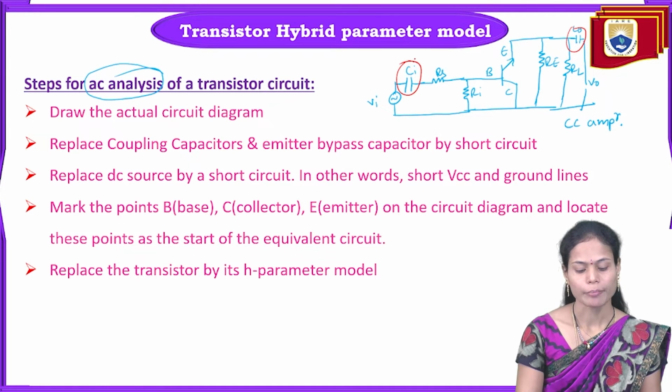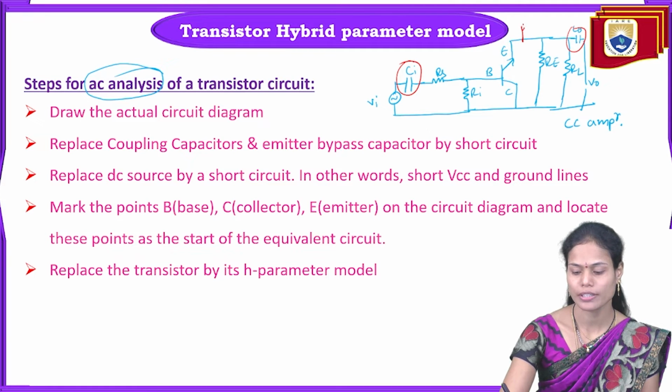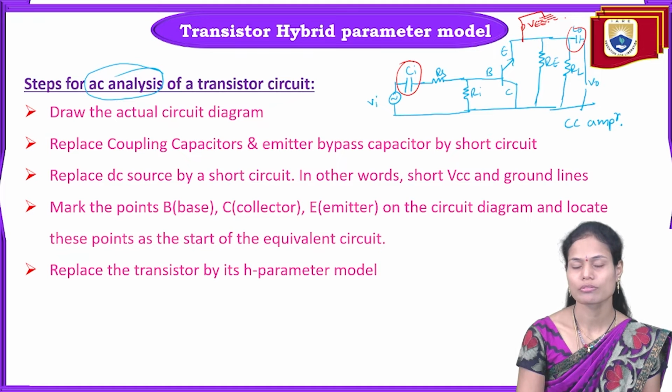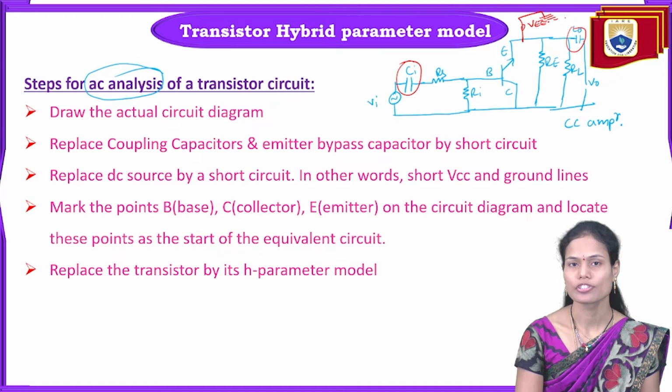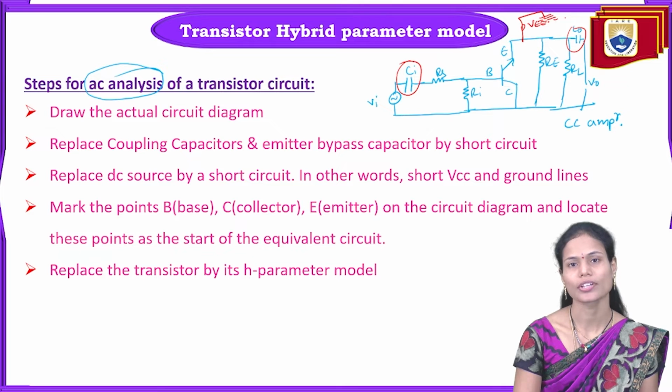And next, replace DC sources by a short circuit. So here we will provide the supply voltage, and this one also we have to make as ground here. Why? Because it is the DC source, but we are going for the AC analysis. So that's why we are making the DC source zero or ground here. And after that we have to mark the terminals of the transistor, that is emitter, base and collector, on the circuit diagram, and locate these points in order to draw the equivalent circuit of the transistor.